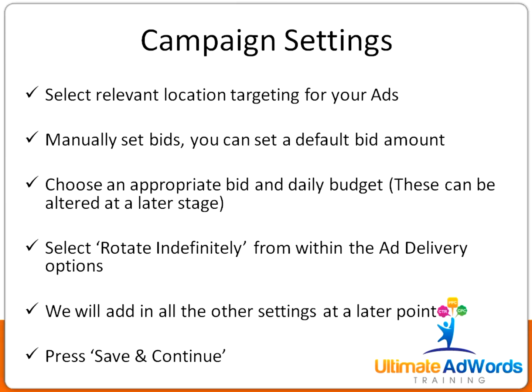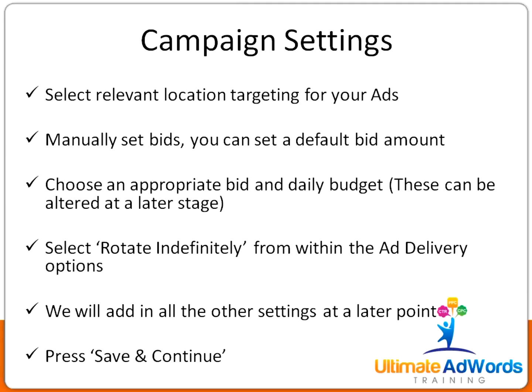Once in that campaign, we want to be changing some settings at this point. First one being the location targeting. If you want to only show your ads to a certain radius of where you're based, you can do this at this point. We suggest manually setting bids, and you can set a default bid amount as well. Choose an appropriate bid and daily budget, and these can be changed at a later date.